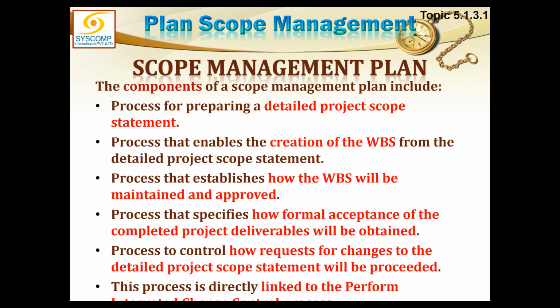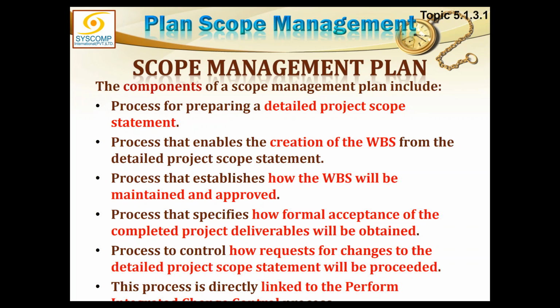Next is the process that establishes how the WBS will be maintained and approved. This is to be established in the scope management plan, because the scope management plan defines everything which is to be done in the subsequent processes. So when the WBS is created, whatever it is, the procedure for maintaining and improving it has to be included in the scope management plan. Then there is the process that specifies how formal acceptance of the completed project deliverables will be obtained. The procedure for formal acceptance, the user acceptance mechanism, is to be defined in the scope management plan.